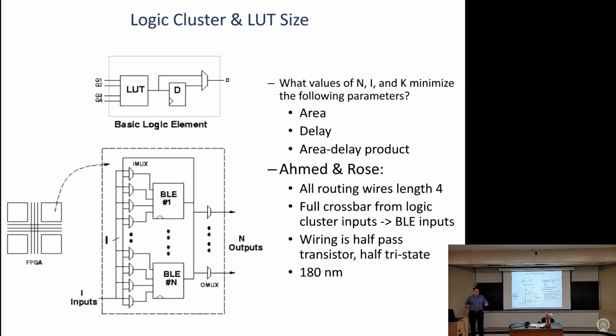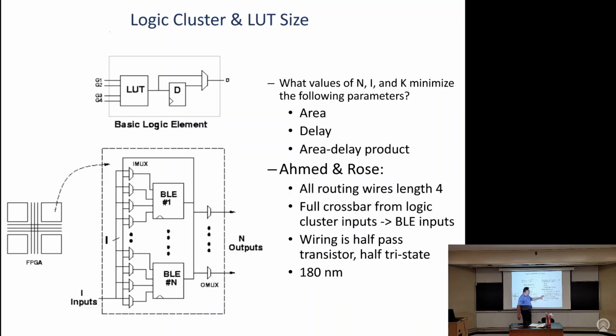In order to do a study like this, they want to take routing delays and routing areas into consideration, so they have to pick a routing architecture. So they picked a simple one, but a reasonable one. All the routing wires are length 4. Other research has shown that's a pretty reasonable length. If you picked one routing wire length, that's a pretty good one. It might change from one process to another, but in this process it's a good choice. They use a full crossbar. So this local interconnect is a full crossbar from the logic cluster inputs to the BLE inputs.